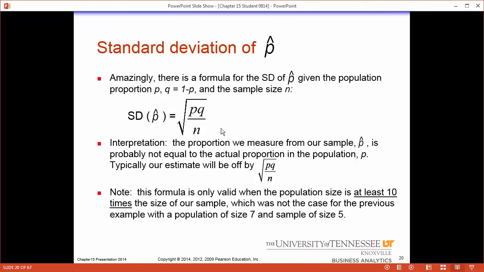For now, the important part here is the standard deviation of our approximation with the normal will be the square root of p, which is the population proportion, times q, which is the complement of the population proportion, over n. Do not use p hat for this. That is a common mistake people make, a good way to trick you on the test. We need to use p and q.